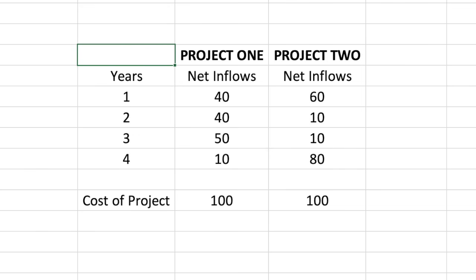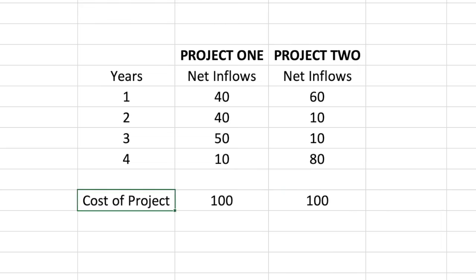So for all of those videos, I'm going to use the same numbers for continuity, and we're going to have two projects, Project 1 and Project 2. And each project is going to last 4 years, 1, 2, 3, 4. And each of those projects has a cost. 100 is going to be the cost of Project 1, and 100 is going to be the cost of Project 2.